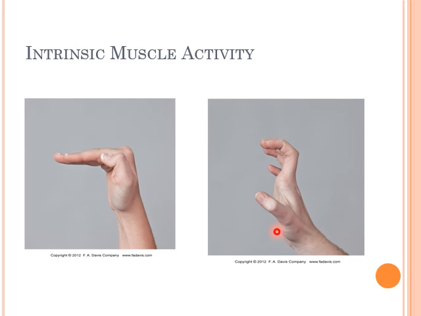So you could kind of see that you basically have the MCPs in extension and the PIP and DIP in flexion. What that is for, again, is called the intrinsic minus. That's to minimize adhesions between the flexor digitorum superficialis and the profundus, okay? So again, these are both positions and hand things that people could do as a part of therapy to kind of minimize that. Because you have to be thinking about different types of injuries and stuff like that.